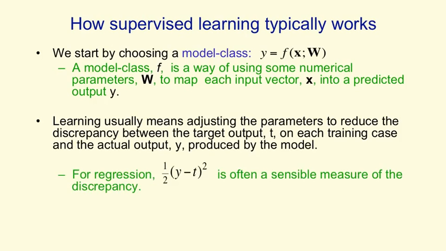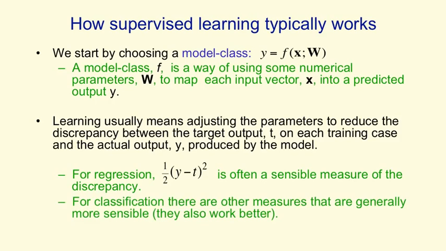And an obvious measure of that discrepancy, if we're using real values as outputs, is the squared difference between the output from our system, y, and the correct output, t, and we put in that half so it cancels the two when we differentiate. For classification, you could use that measure, but there are other more sensible measures which we'll come to later, and these more sensible measures typically work better as well.